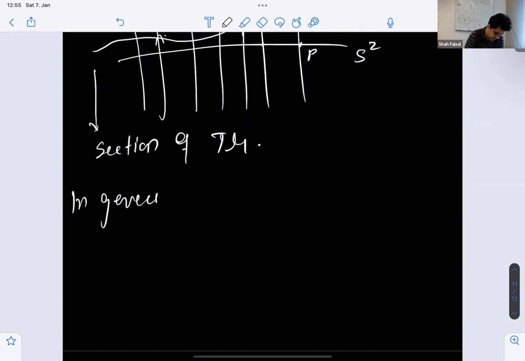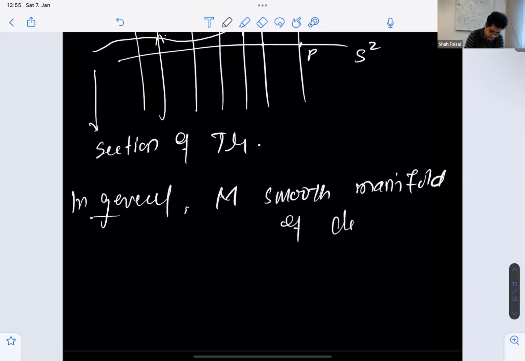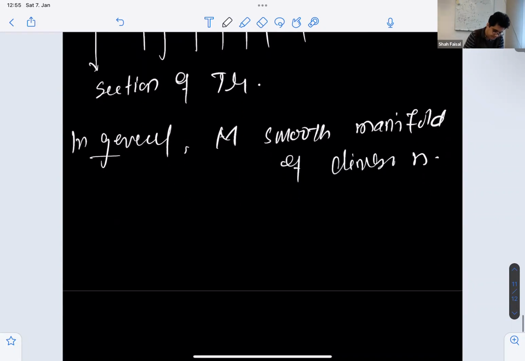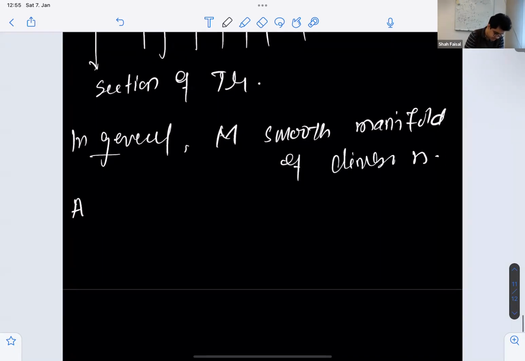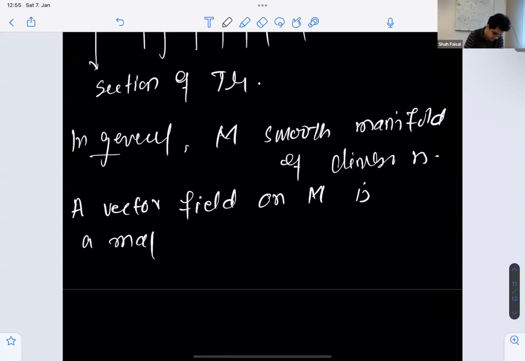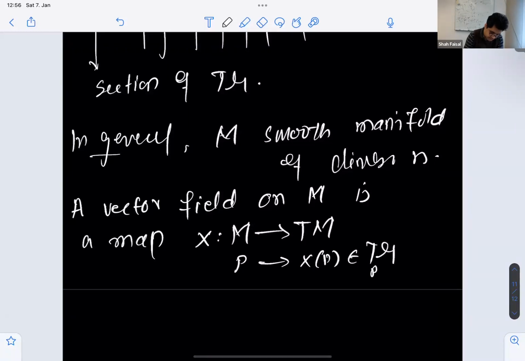In general, let's say you have a smooth manifold of dimension m, and let's say then a vector field on M is a map, let's say X from M to the tangent bundle of M. So it takes a point and assigns it a vector in the tangent space at P. Make sense?